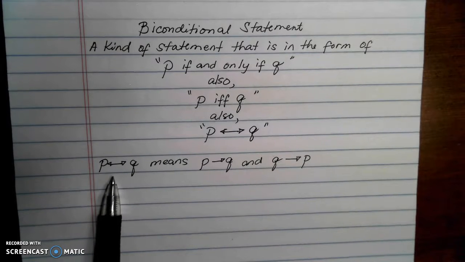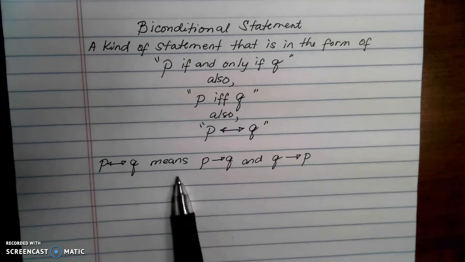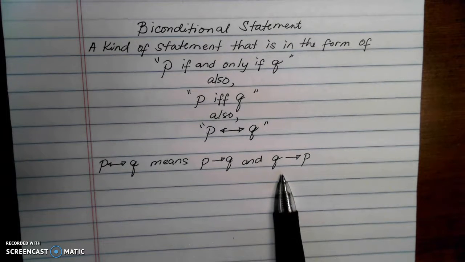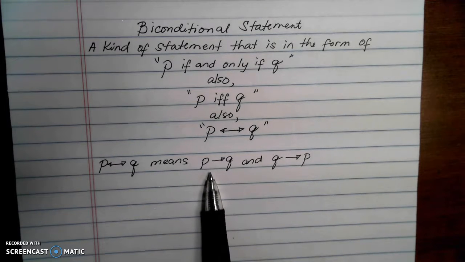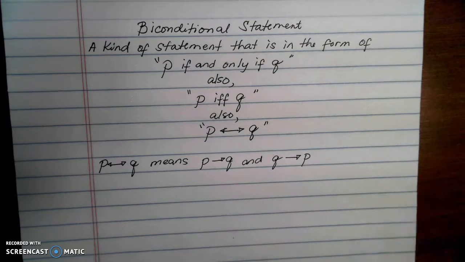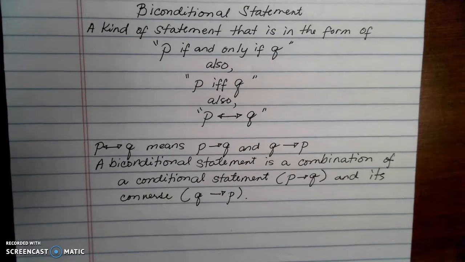P if and only if Q means P then Q and Q then P. That means that when you combine a conditional statement with its converse, you create a biconditional statement. A biconditional statement is a combination of a conditional statement and its converse.